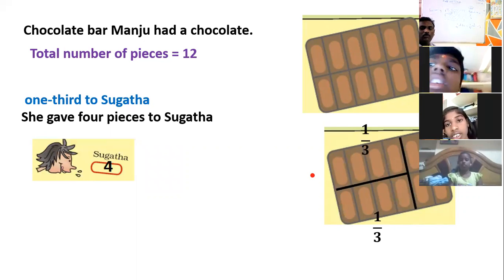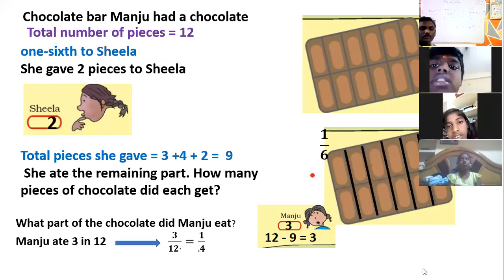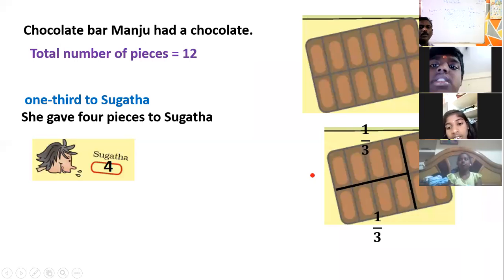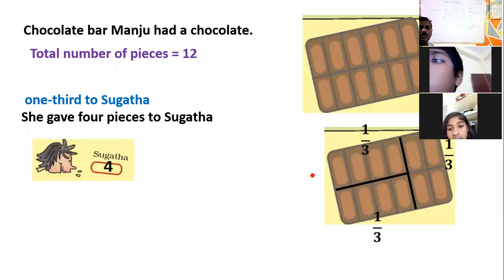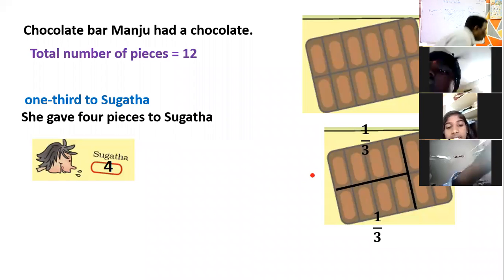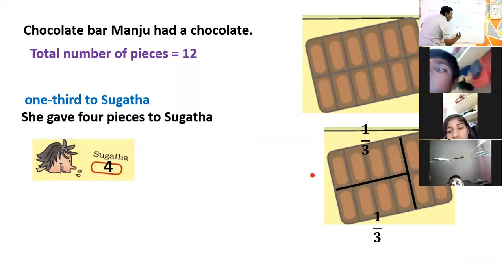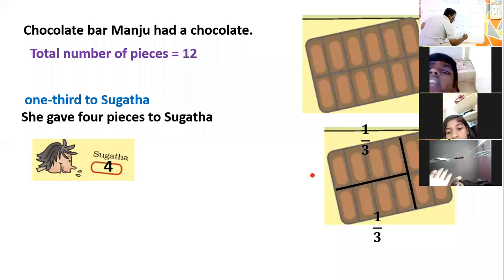Suppose she wants to give 1/3. 1/3 of 12 means 4.